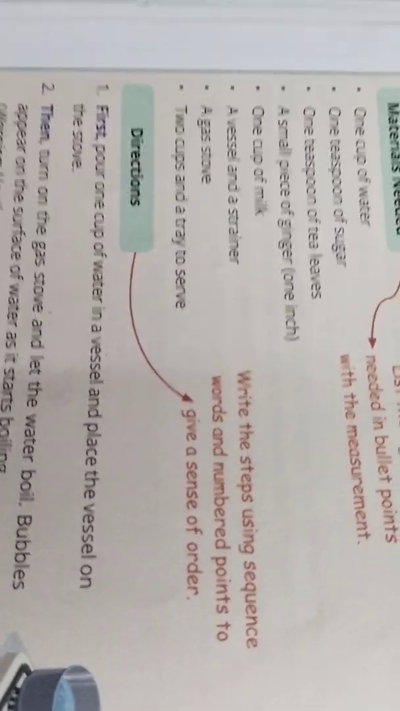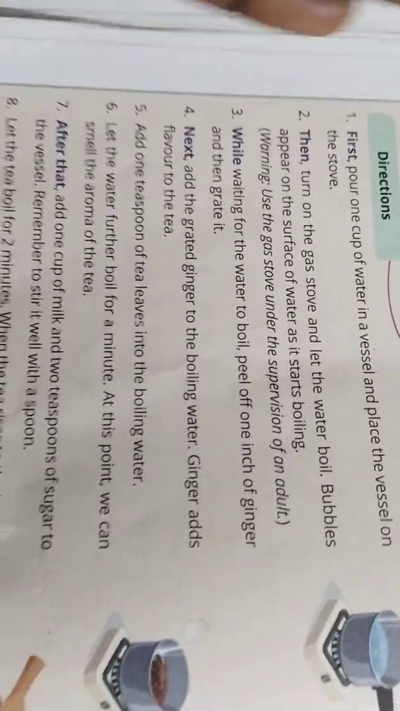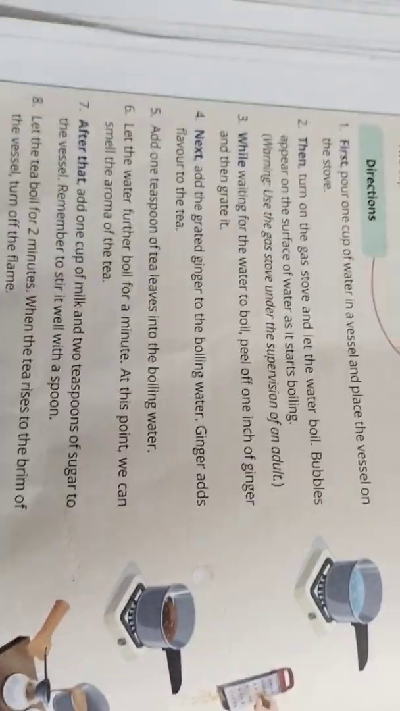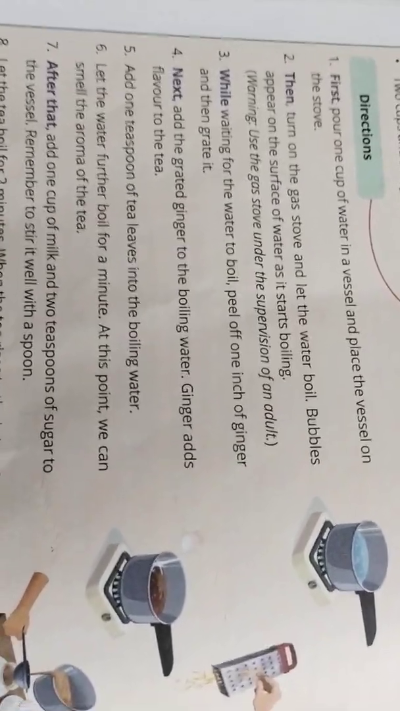Can you see that? Bullet method. So you should follow the bullet method, and you have to write the directions. That means how to make a biryani. So first what you will do, first you will take a vessel and you will place it on the stove, and you will switch on the stove.